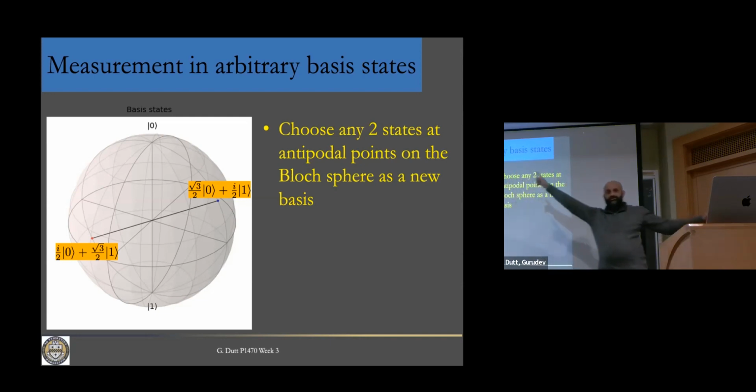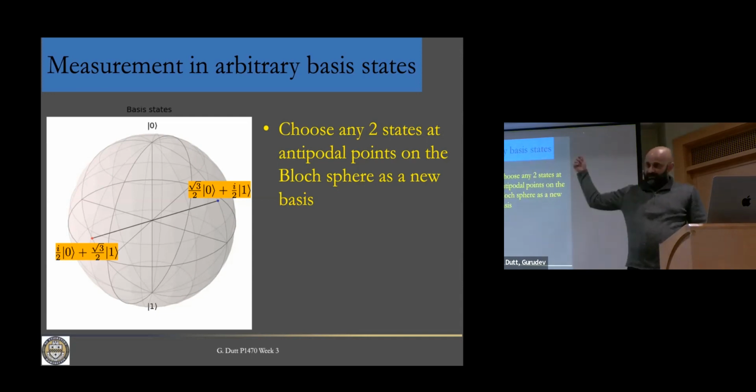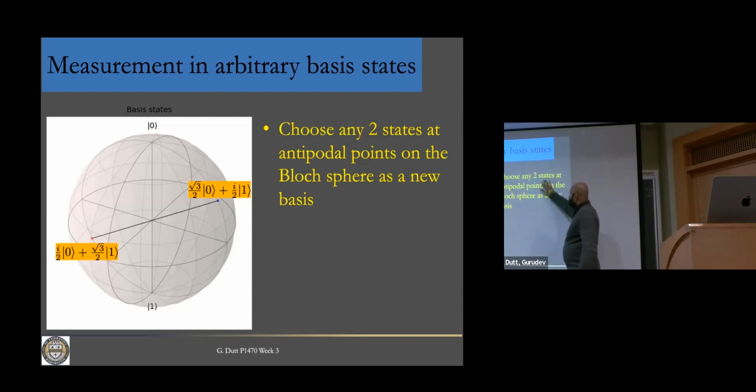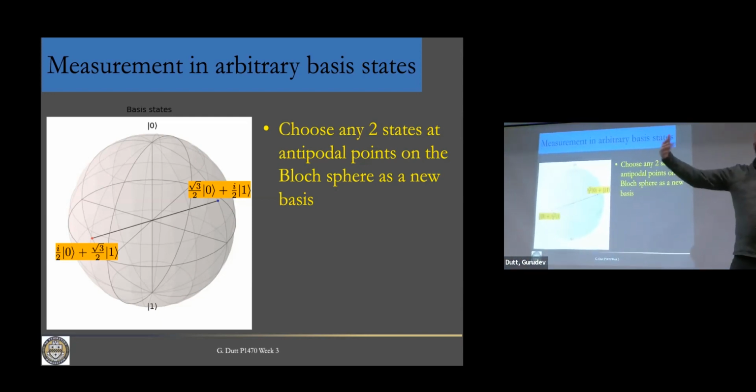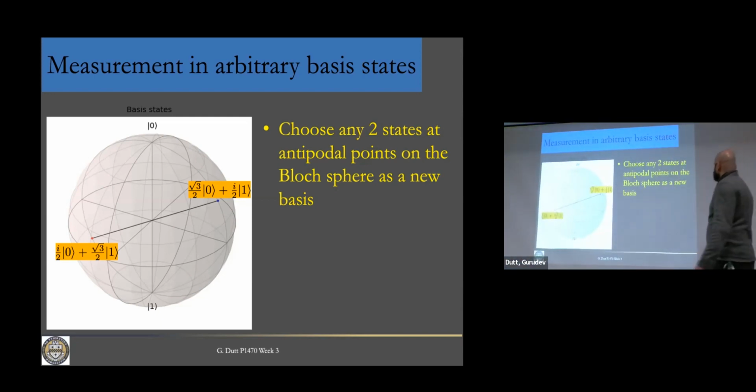Antipodal just meaning opposite, right? Like on the globe. If I were to drive a hole right through the center of the earth to the other side of the earth, that would be my antipodal point, right? And so these two points on the Bloch sphere can serve as a new basis. Any two such points that are at opposite ends of the Bloch sphere can serve as a new basis state.